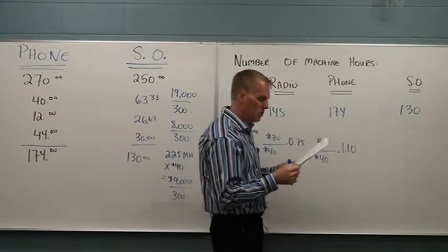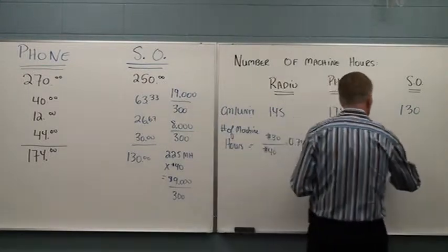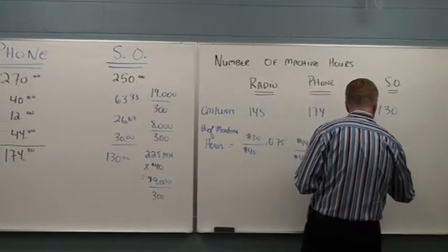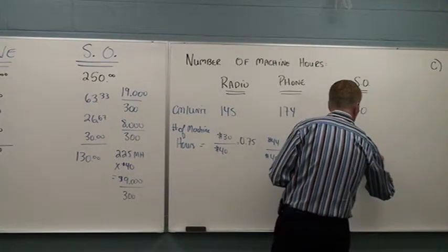Let's look at the special order. $30 divided by our standard rate of 40, we get 0.75.